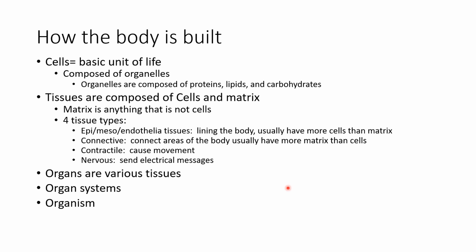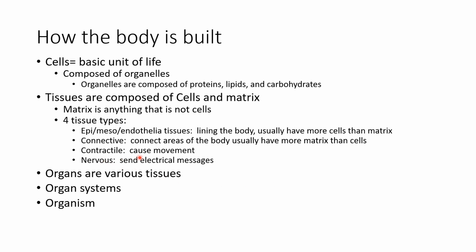Connective tissue, as the name suggests, connects the body, and this usually has more cells than matrix. The difference is adipose, because adipose tissue, fat, will have a lot of its matrix inside the cell.